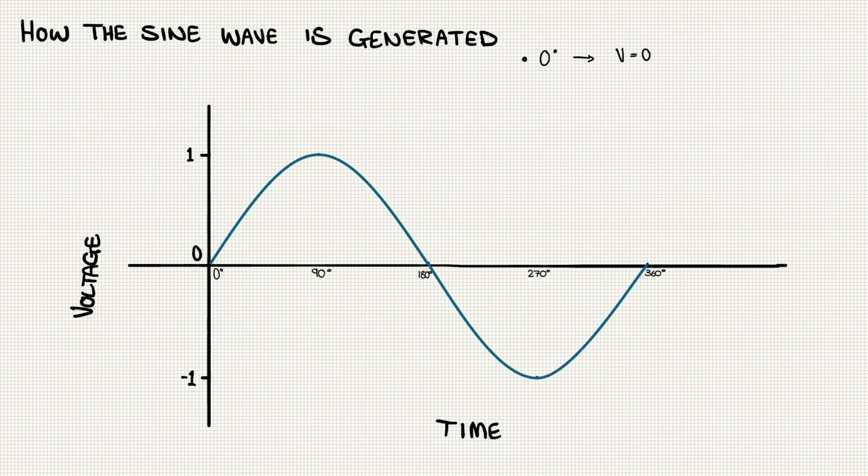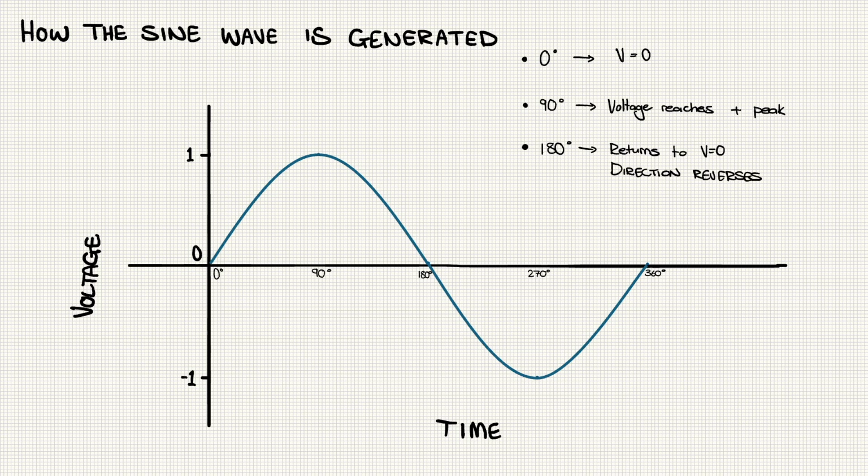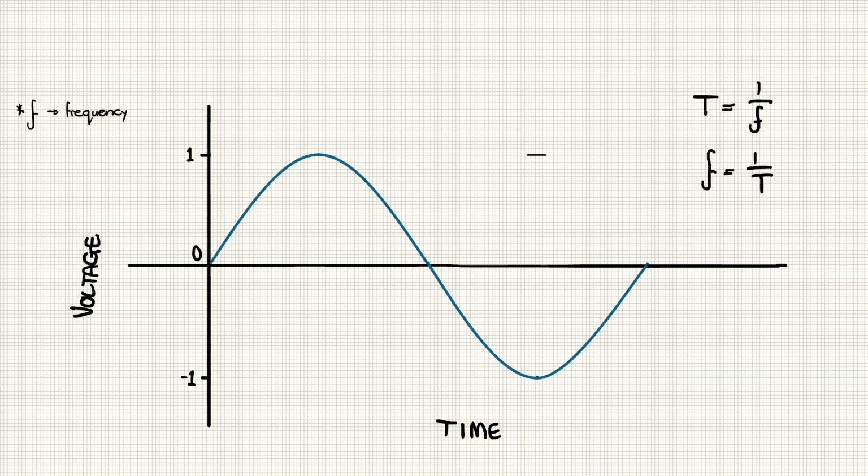At 0 degrees, the voltage equals 0. At 90 degrees, the voltage reaches its positive peak. At 180 degrees, it returns to 0 and reverses direction, forming the negative half of the sine wave.